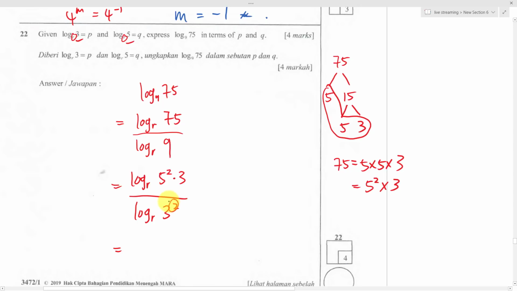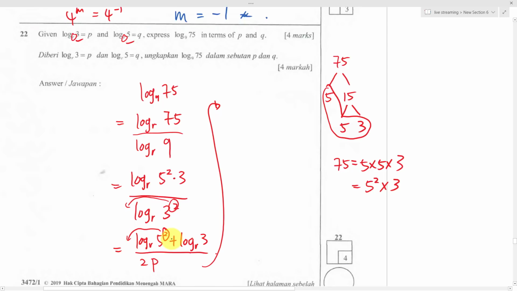And we know the log power we can move to the front, so that is 2. Log r of 3 is equal to P. So this is 2P. This one is log r, and the log rule tells me that multiply is plus. Then let me just continue here. 2 I move to the front. Log r of 5 is Q, so it's 2Q plus P over 2P. Done. Basically it's a simple log question here. I hope you should be able to understand.